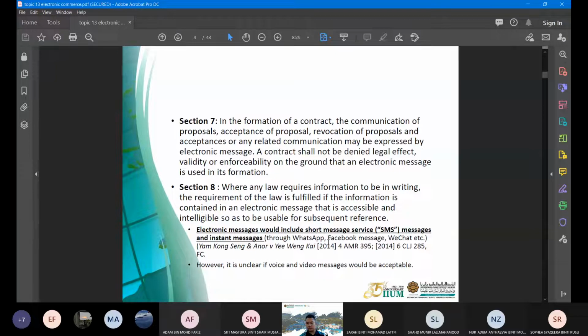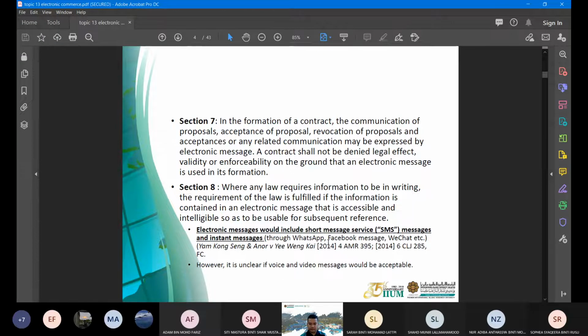where any law requires information to be in writing, so expressed in writing, then when you use an electronic message, it means that this requirement for the contract to be done in writing is fulfilled. So section 8 clears up the suspicion that sometimes people think when a contract has to be in writing, it means that it has to be printed, it has to be written like on a paper.